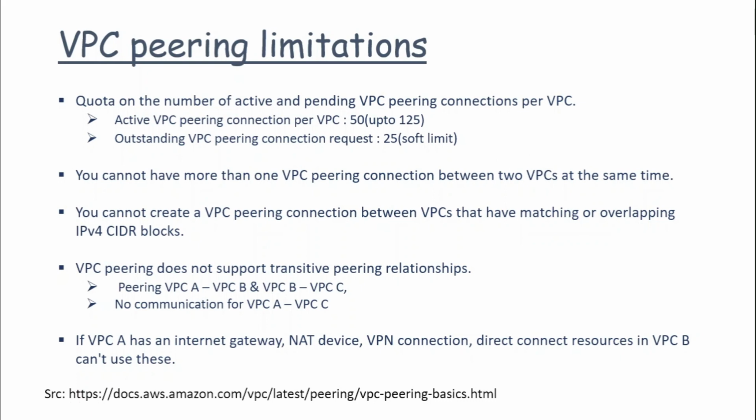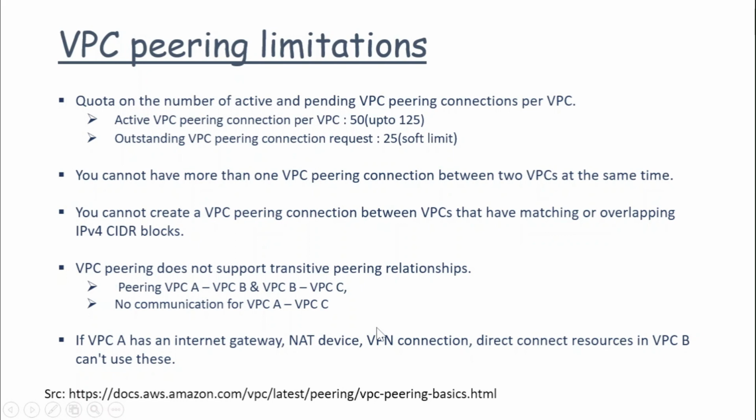peering between two VPCs. Next, the most important limitation you need to consider is that you cannot have VPC peering when you have overlapping IPs or CIDR blocks. So you need to have a unique CIDR block in order to enable VPC peering between two VPCs. Next, VPC peering is not transitive. That means if you have peering between A and B and B and C, that does not mean A can communicate to C. So you need to set up VPC peering between A and C in order to make them communicate to each other.